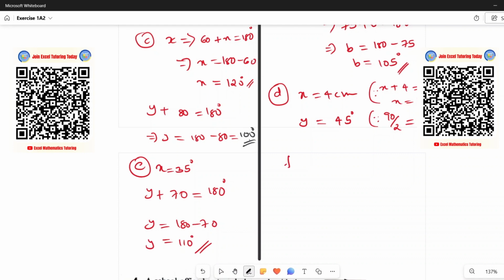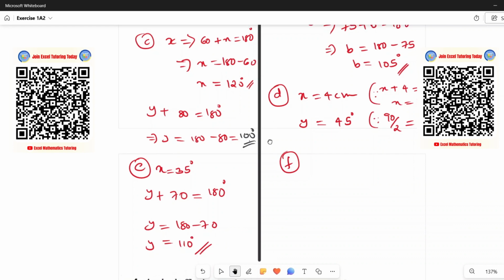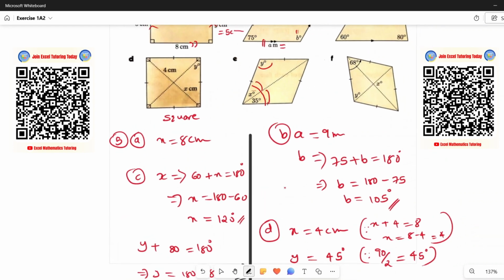Moving on to f. First figure out what is the figure they have given. From the figure you can find out the properties, and from the properties you can find out whatever answer you want to get. That will be the easier way. So this is again a rhombus, because every side is of equal length and every side is parallel. A special kind of parallelogram we call a rhombus.